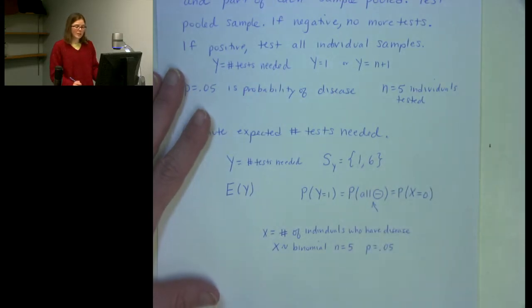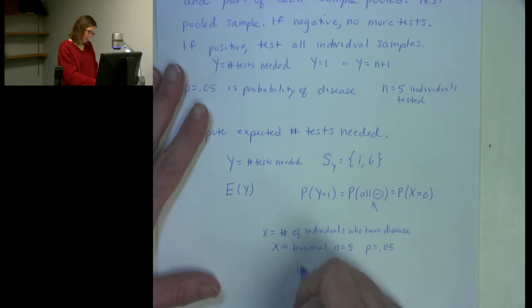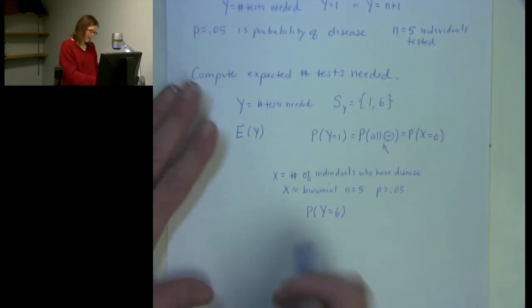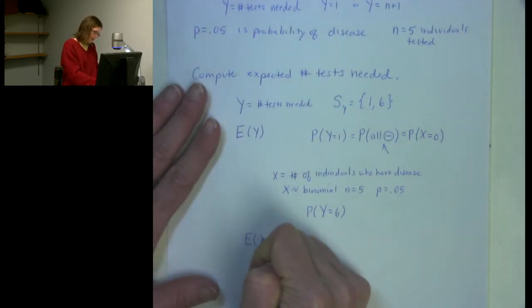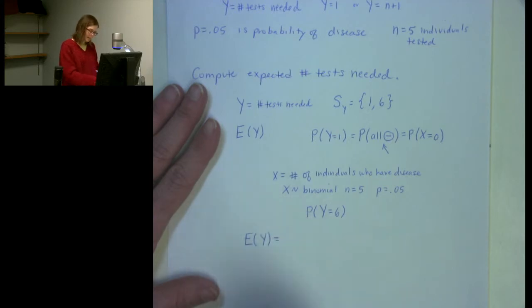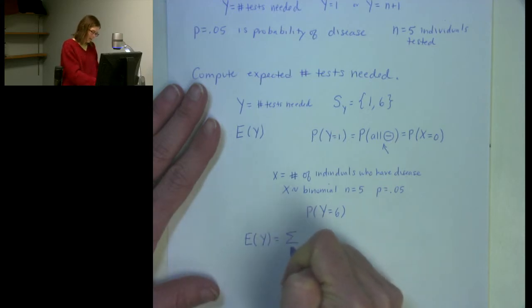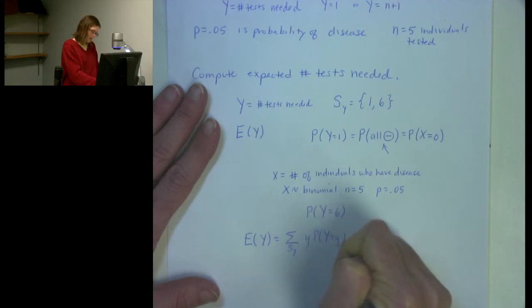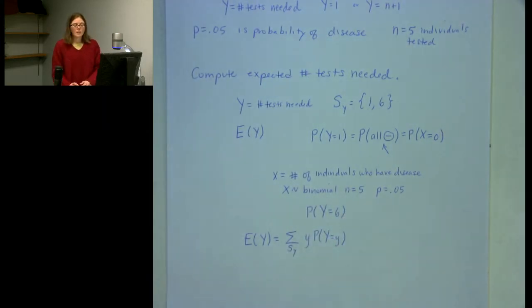We can use similar logic to find the probability that the number of tests is equal to 6. Once you've done that, to find the expected number of tests, we sum over the support of Y, y times the probability that Y takes on that value. Hopefully that gets you off to a good start working through the rest of this problem.